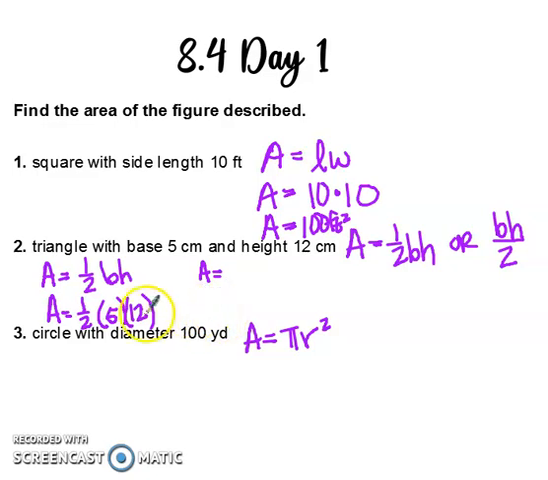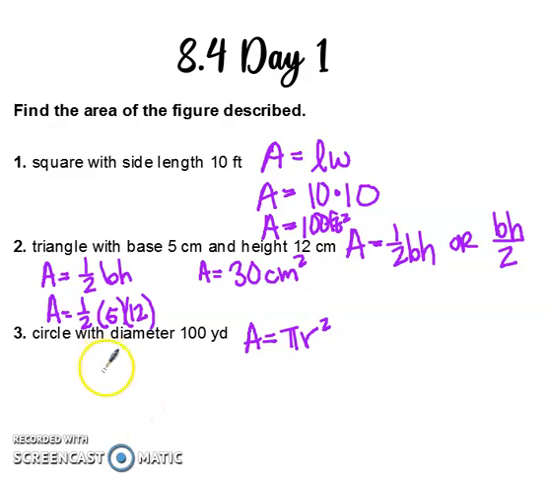To me, half of 12 is 6, and 6 times 5 is 30. So 30 square centimeters. Of course, you can use a calculator. We will be using a calculator today. You will be allowed one on the test, Chapter 8 test, which comes later this week.